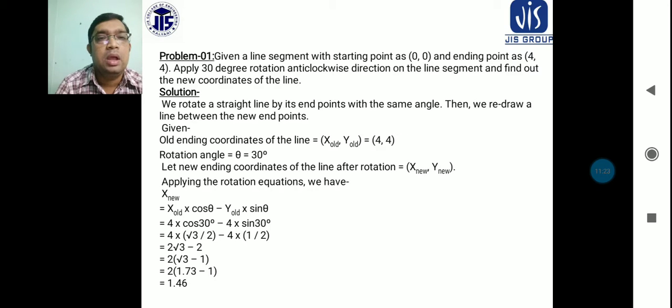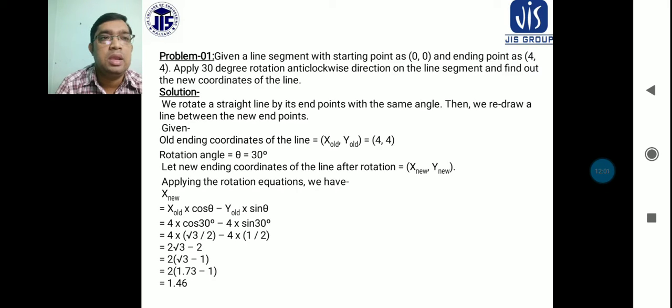We have to consider that the rotation is anti-clockwise, so the coordinates will be changed. And during the rotation we have to consider the movements and find the new coordinates. The solution: we rotate the straight line by its end points with the same angle.